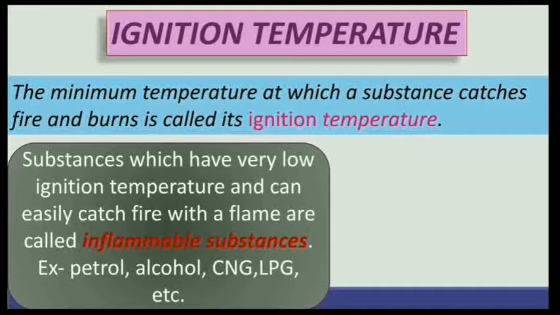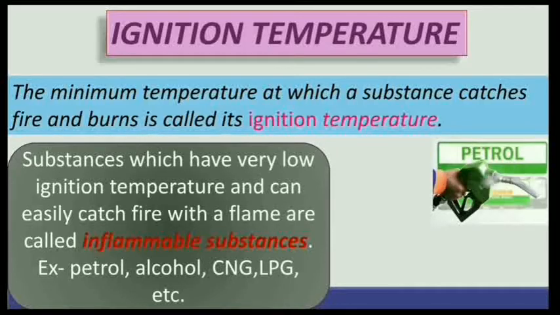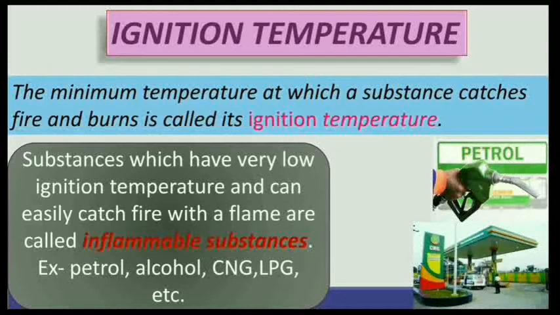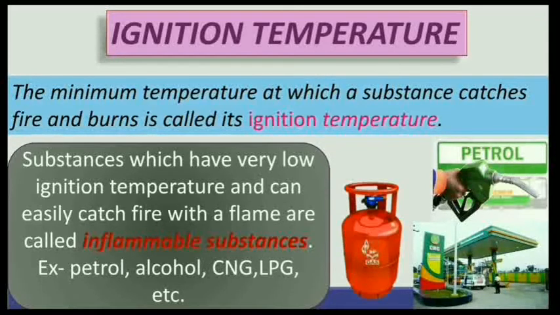Substances which have very low ignition temperature and can easily catch fire with a flame are called inflammable substances. Example: petrol, alcohol, CNG, LPG, etc. These substances catch fire very easily at very low temperature. So we say they have low ignition temperature and they are inflammable substances. But coal and wood do not catch fire easily. They require a little more temperature, and thus we say they have high ignition temperature.